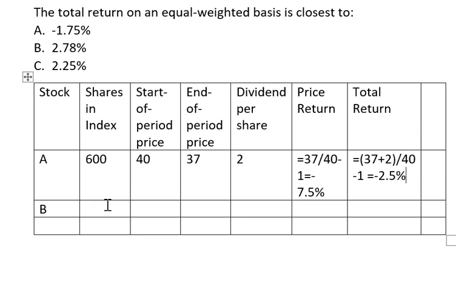The shares in index for stock B is 500. The start of period price for stock B is $50. The end of period price for B is $52. And the dividend per share for stock B is 1.5. Applying the same techniques, the price return for stock B is 4%, and the total return for stock B is 7%.